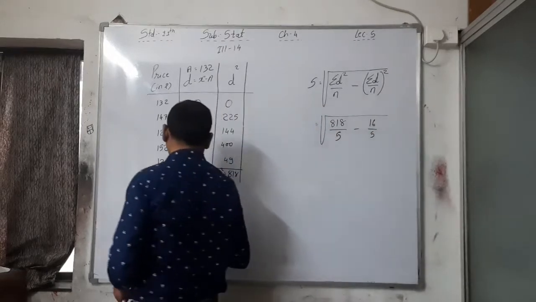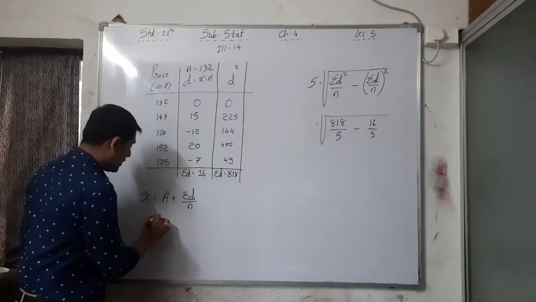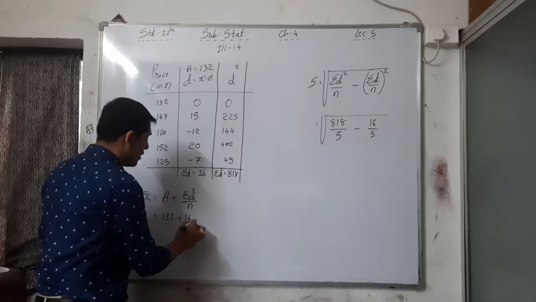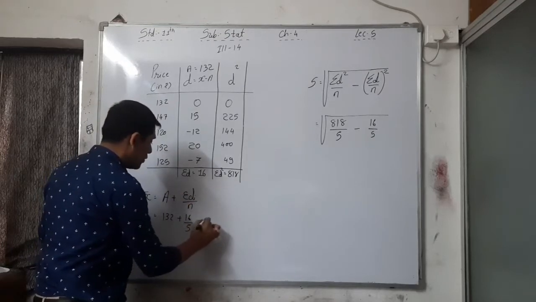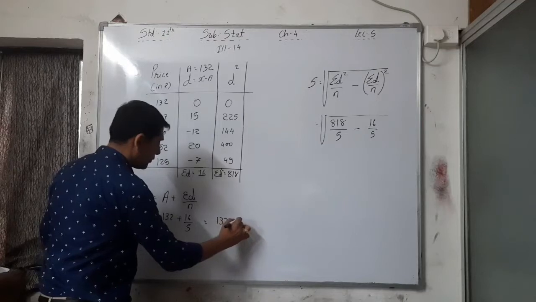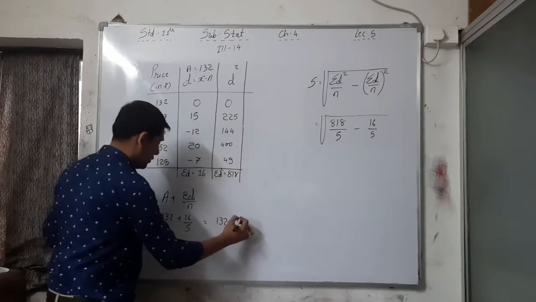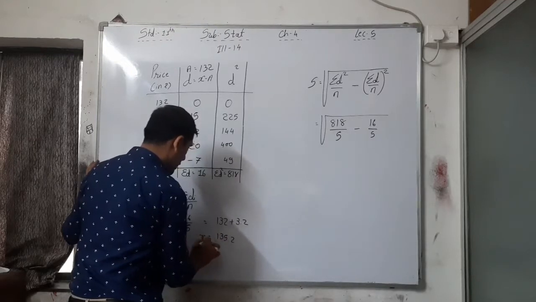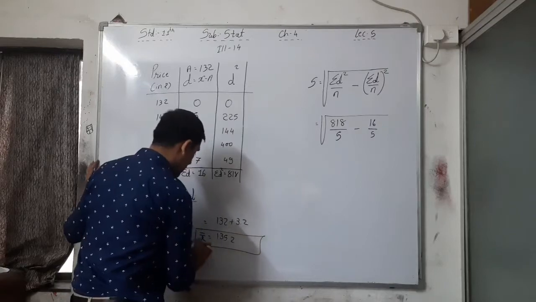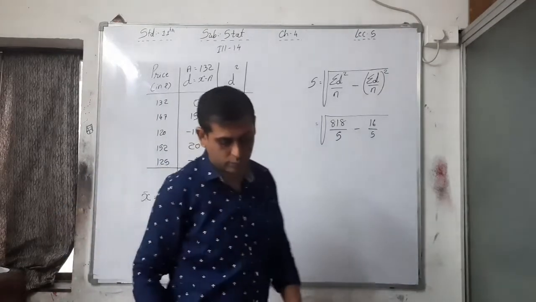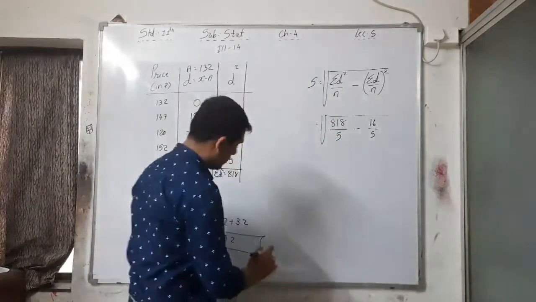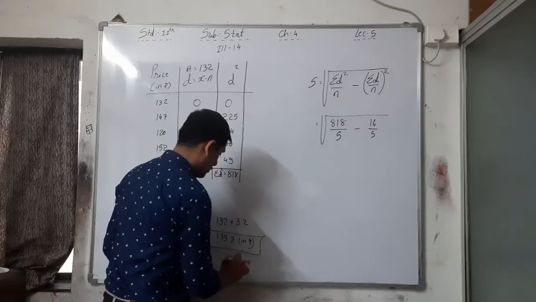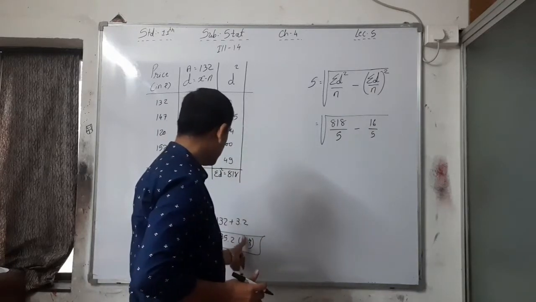But first of all we have to find out the x bar. Sorry, what is your x bar? See here, a is equal to 132 plus sigma d, that is 16, by n, that is 5. So here 132 plus 3.2, that is 135.2. That is your x bar in rupees, or rupees only.